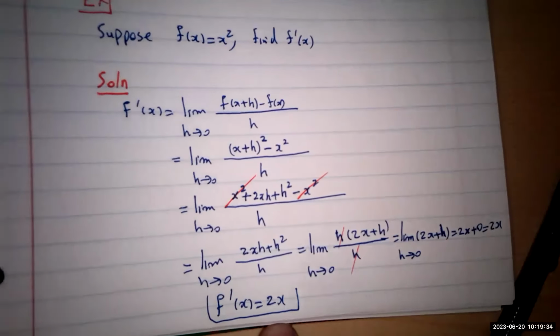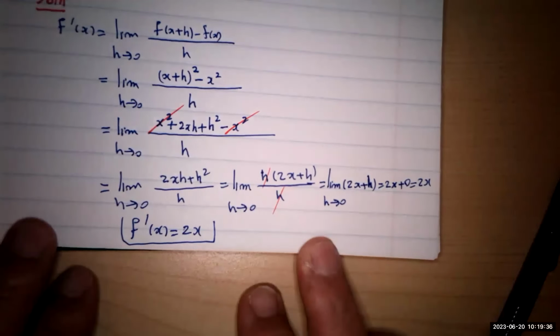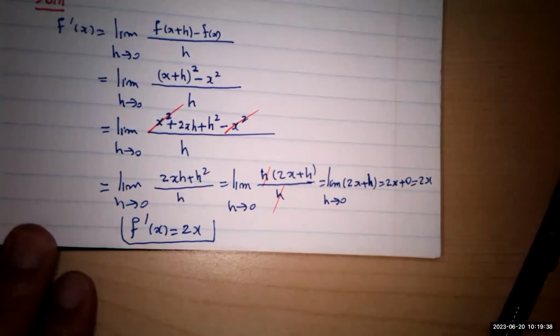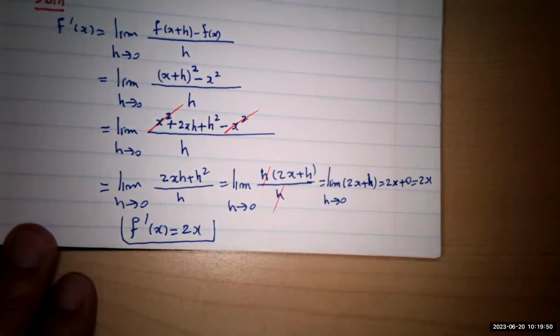So the advantage is if you want to find the f prime of 2, it's going to be 2 times 2, 4. If you want to find the f prime of 5, 2 times 5, 10. F prime of -1, -2. So that's going to be the advantage of this formula.